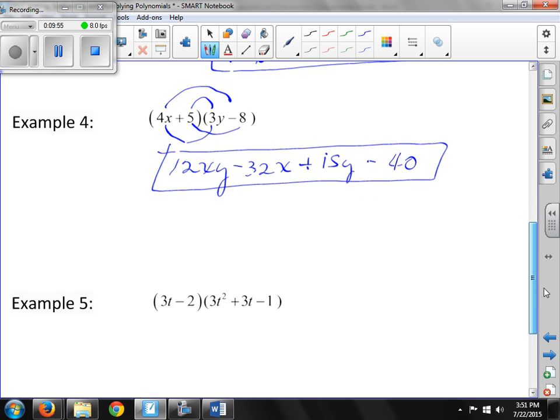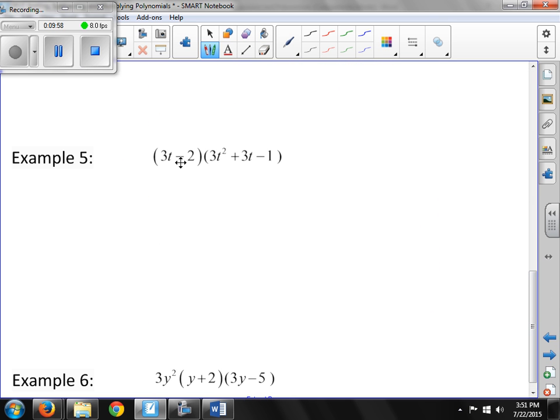Example 5. Here I have a binomial times a trinomial, we can't use FOIL unless we have two binomials, but we use the same procedure where we multiply the first one times all three of them, and then we go back and multiply the last one times all three of them. So when we multiply the first one, we have 3t times 3t squared, which would be 9t cubed. And then we have 3t times 3t, which would be 9t squared. And then we have 3t times negative 1, which would be negative 3t.